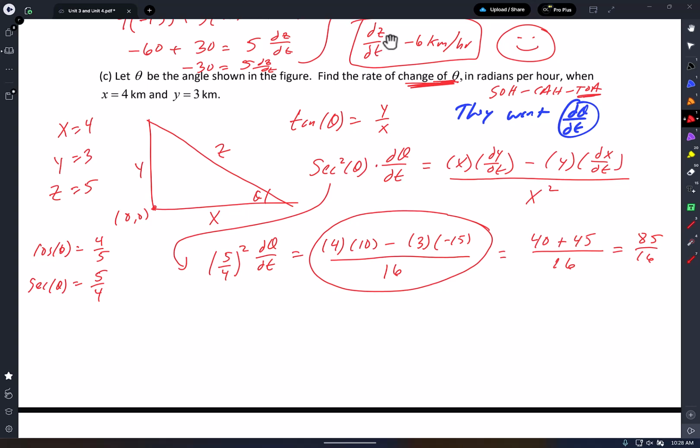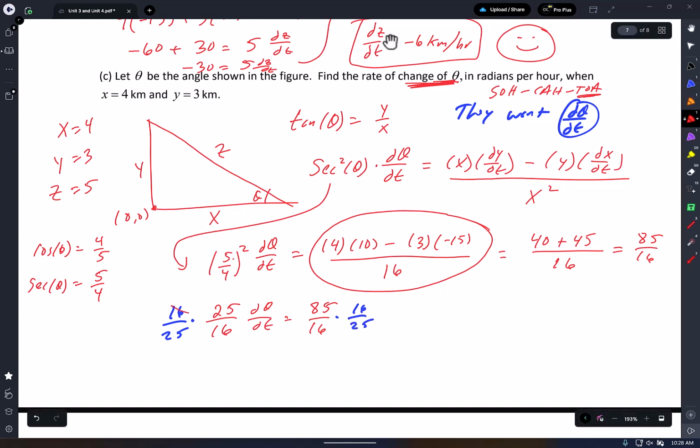So I have, and I'm going to square this, 5 squared is 25 over 16. So d theta dt equals 85 over 16. And then I'm going to get rid of this by multiplying by the reciprocal, 16 over 25. All right, here we go, guys. The 16s cancel out, so I have d theta dt equals 85 over 25.